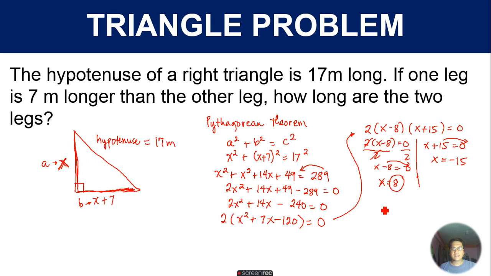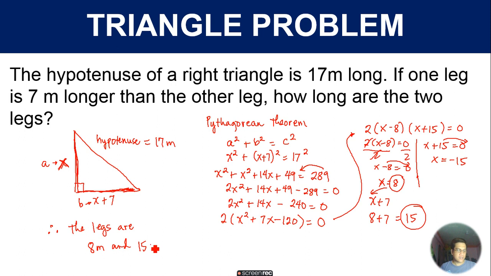How are we going to get the next side? Again, that will be x plus 7. So substitute the value for x, that is 8. So, 8 plus 7 is equal to 15. Therefore, we now have the two measurements. The legs are 8 meters and 15 meters. So, we have now solved the problem.